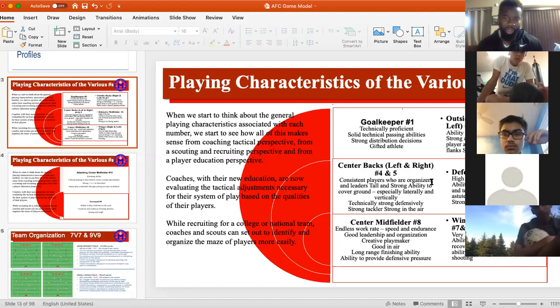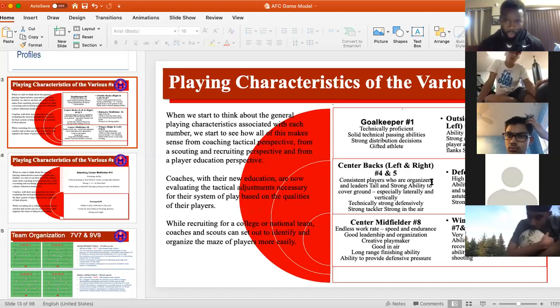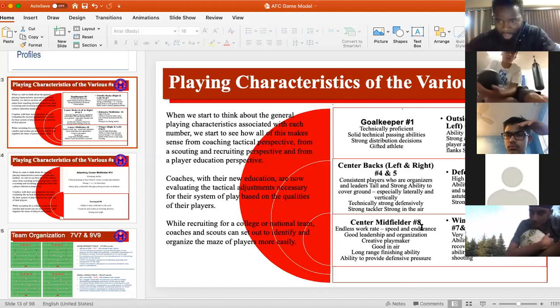And then for number 8, you should have a good work rate. You should have speed. You should have endurance, good leadership skills, good organization skills. You should be a creative playmaker. You should have good ball control, a long range of passes, good finishing ability, and provide defensive pressure. Right? That's a number 8.